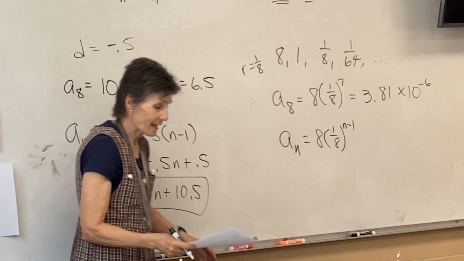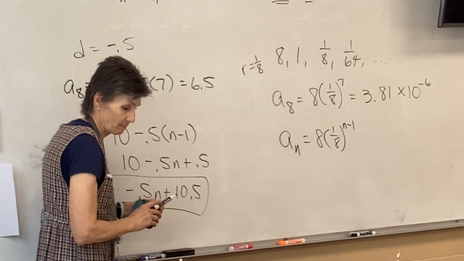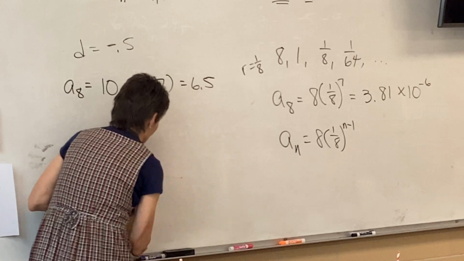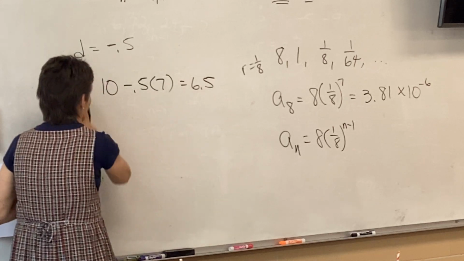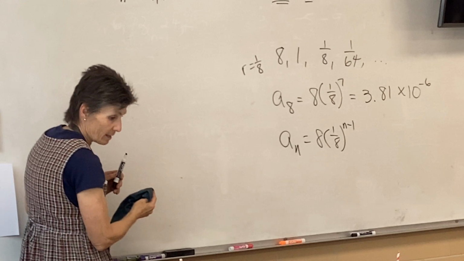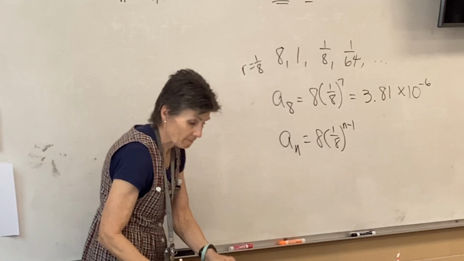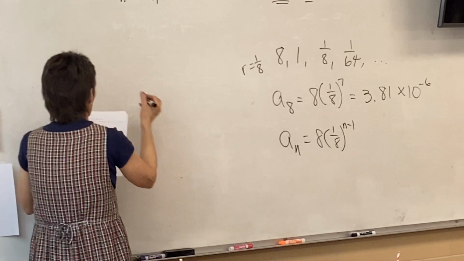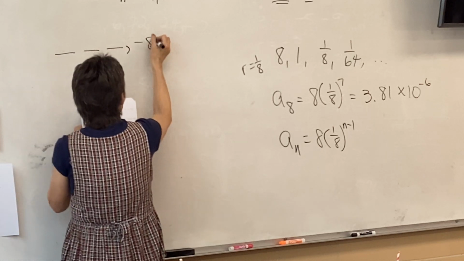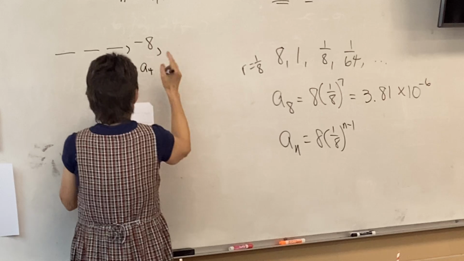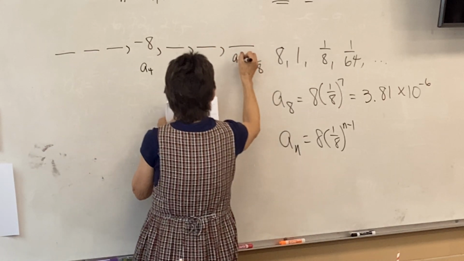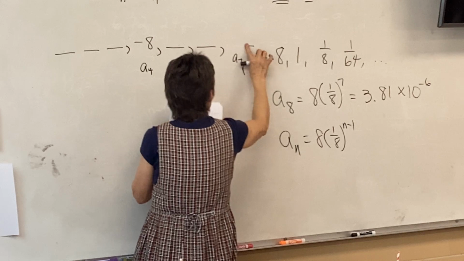Don't do anything to that. Never multiply it. You can't do it, because the exponent only goes to the 1/8. Number 6. I have an arithmetic sequence where the 4th term is -8 and the 7th term is 4.